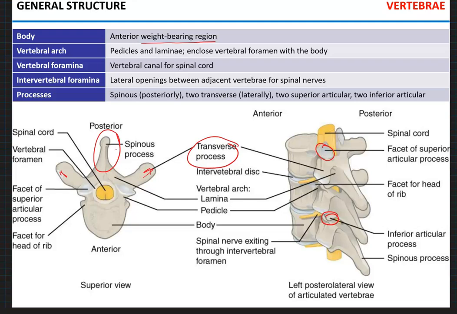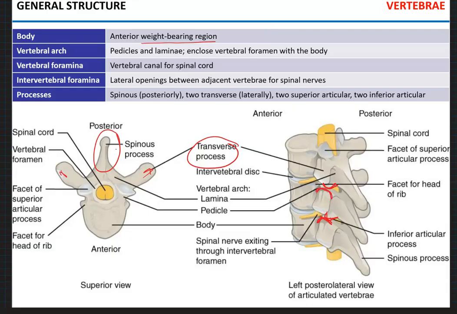Now listen to me. I want to instill in you that the word articular means that there's a contact between two bones there. So the superior articular process contacts the inferior articular process of the upper vertebra. If you look at this image here, this is the inferior, this is the superior, this is the inferior, this is the superior.